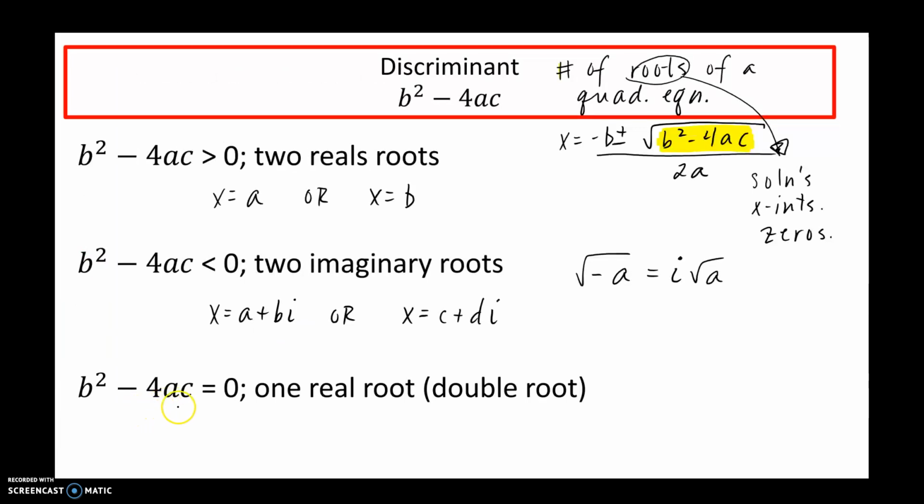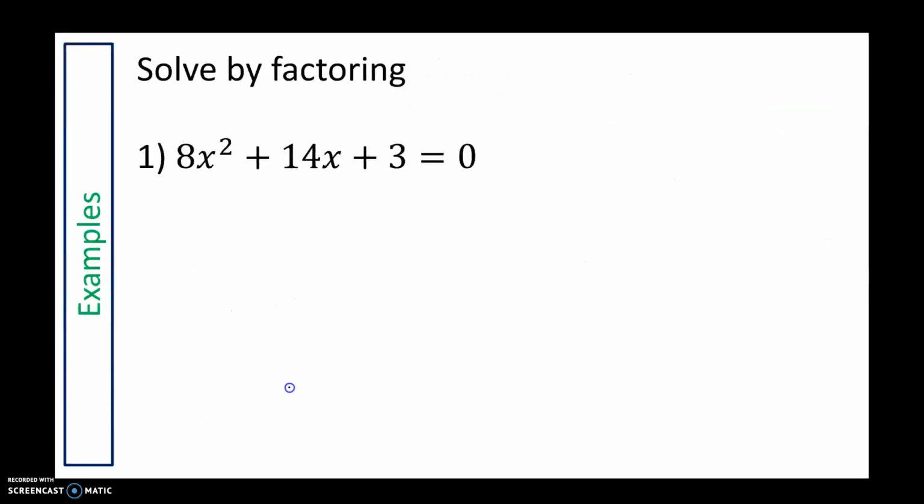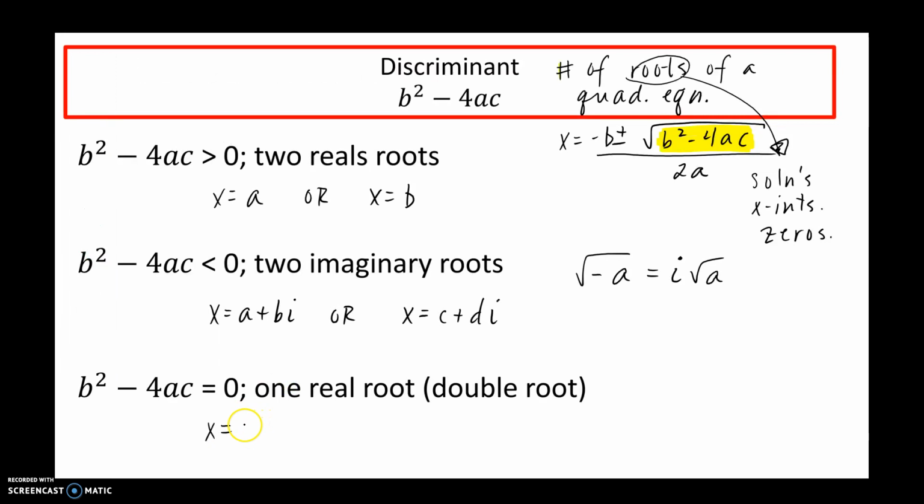And then lastly, if the discriminant is equal to 0, think about if this number was equal to 0. The square root of 0 is just 0, so look at what's left. Your x value, you're left with negative b over 2a. So you have one real root. It just represents a double root. And as we start to graph, these things will make more sense.